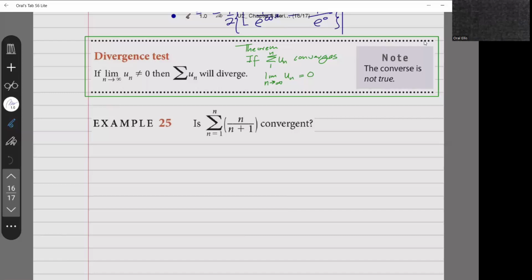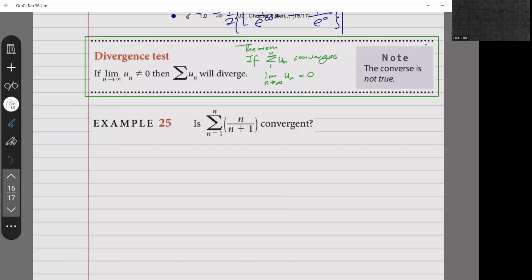The divergency test is a spin-off of that theorem. And the divergency test says that if the limit to infinity of the general term of a series is not equal to 0, then the series will diverge. Example 5. And the idea, therefore, is if it converges, it will be equal to 0. So if it's not equal to 0, it means that it must diverge.